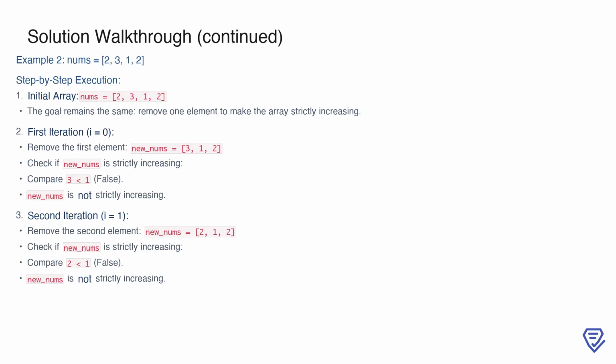In this second example, the input array nums is 2, 3, 1, 2. The objective remains the same: remove one element to make the array strictly increasing. Starting with the first iteration, we remove the element at index 0, which is 2, resulting in 3, 1, 2. Checking if this array is strictly increasing, we find that 3 is not less than 1, so the condition fails. Moving to the second iteration, we remove the element at index 1, which is 3, creating the array 2, 1, 2. Here, 2 is not less than 1, so this array is also not strictly increasing.